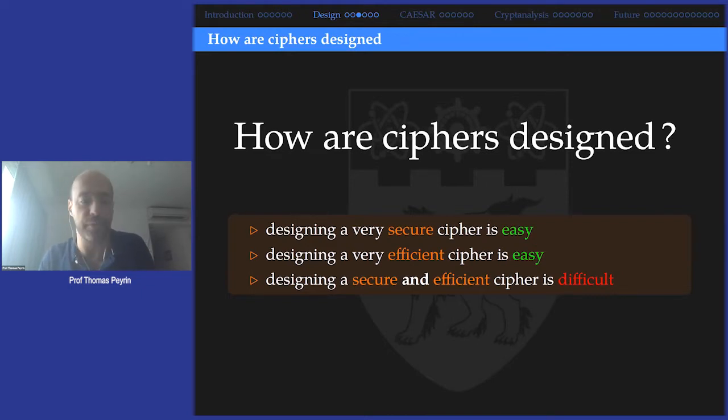I know which operations are efficient. So I can design a cipher that's going to be efficient, but maybe not so secure. What is difficult is to have both at the same time: something that is secure and efficient. These two constraints are a bit contradicting to each other. And that's exactly the reason why we are all working in this domain, to try to find something that is secure and efficient at the same time.